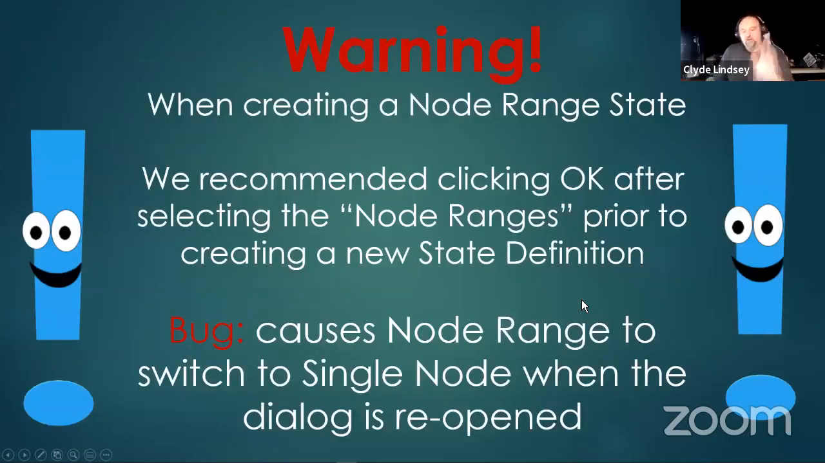And then I'm going to say at this point a huge warning, because there is a bug in xLights at this time. And I don't know if anybody's turned it in. I didn't have a chance to do it before I made my webinar tonight. So this isn't an attack on any developer by any means, because they constantly are fixing things. But when you're creating a node range state, we recommend that you click on the OK after selecting node ranges prior to creating the new state definition. The reason is because the node range switches back to a single node when you reopen the dialog box, and it doesn't save all of your work as a node range. It saves it as a single node, and then you have to start over again.